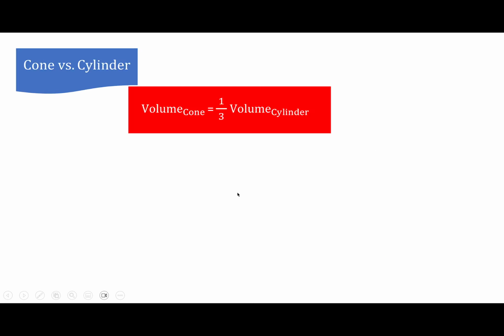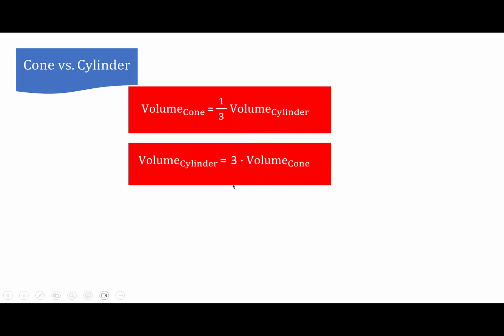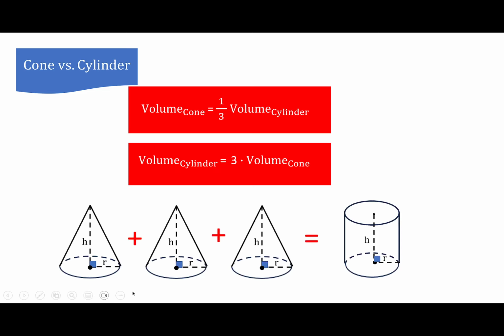Cone versus cylinder. The volume of a cone is 1/3 the volume of a cylinder, which means the volume of a cylinder is 3 times the volume of a cone when they have the same base and the same height. So if you have 3 cones like this, you add up their volumes, they give you the same volume as this cylinder. They have the same base and the same height.